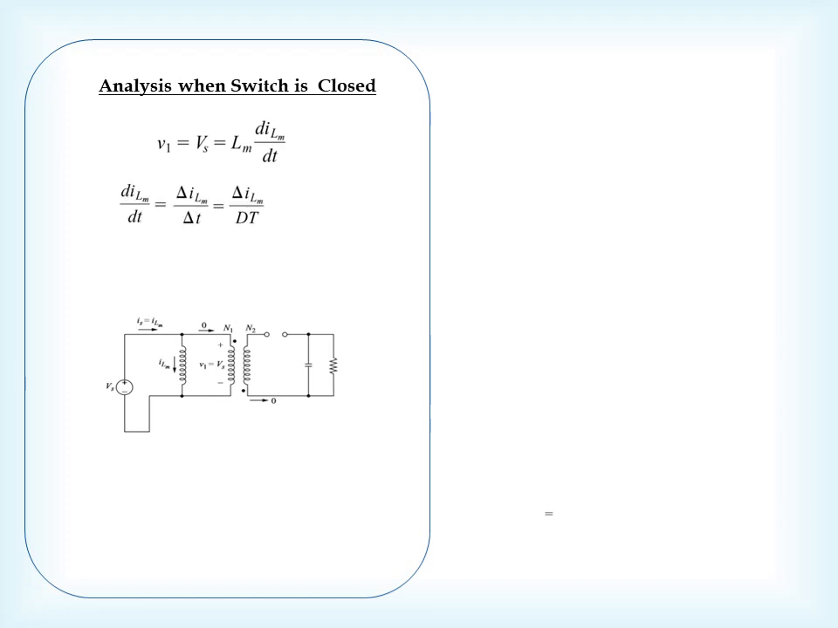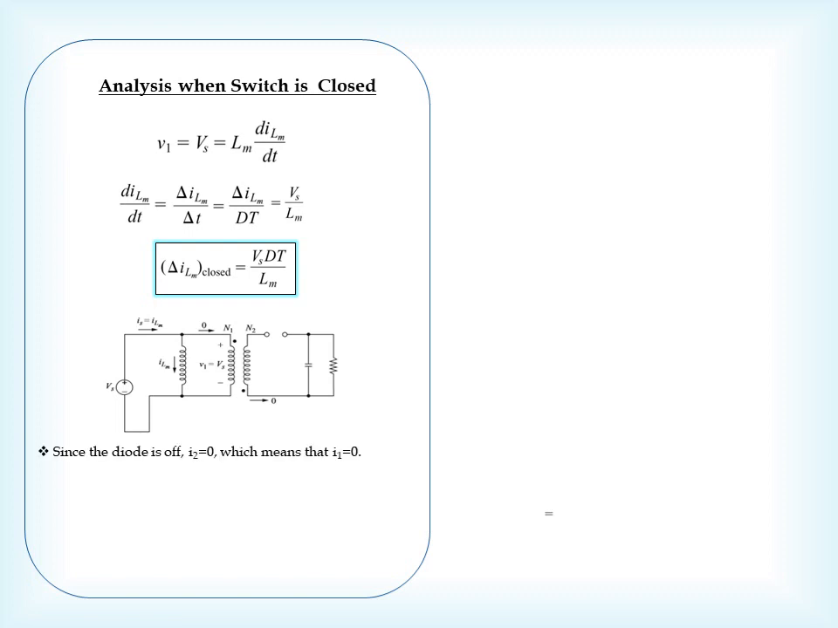Here dt is equal to delta t, which is the close time of the switch. During this time, we can write in terms of duty cycle: d into T is equal to delta ILm upon Vs upon Lm, from the equation given above. So this is delta ILm closed, which comes out to be Vs into d into T upon Lm.